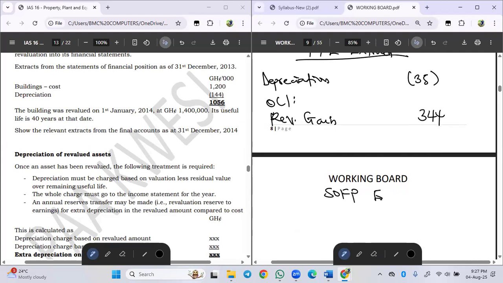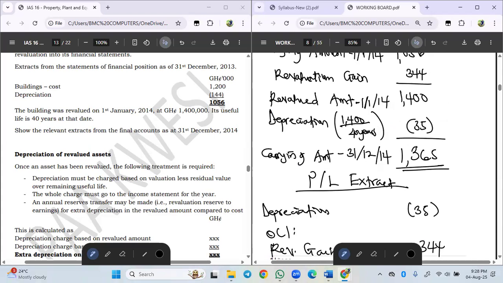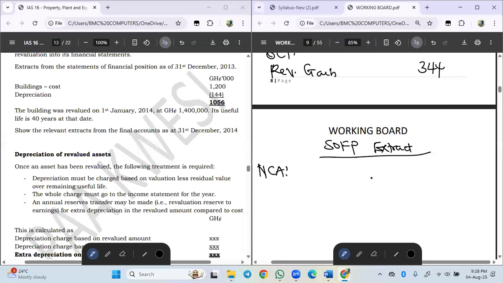SOFP extract, that's the balance sheet. The non-current assets will be the carrying amount, because we've already subtracted the depreciation. The asset was a building, so it's just an extract, 1,365. Then on the equity side, you will have the revaluation reserve of 344.